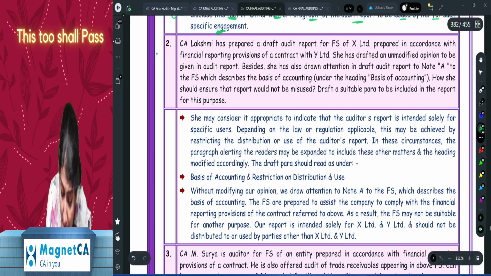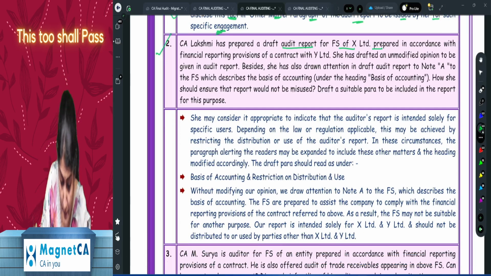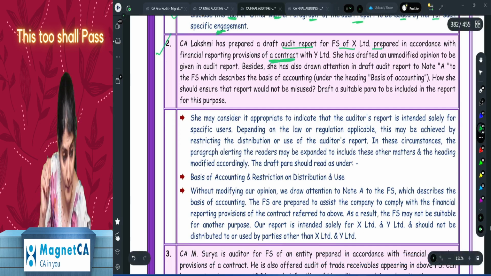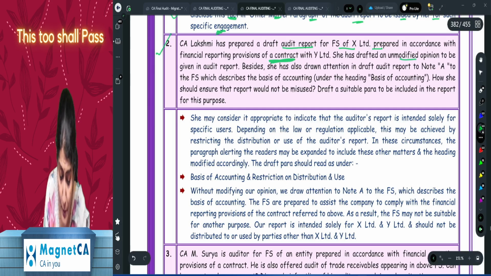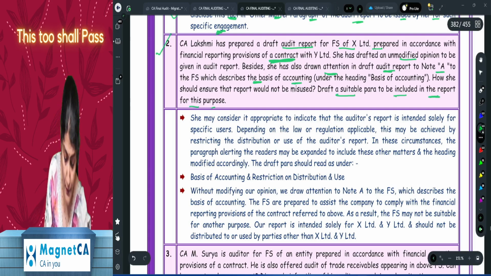Okay. Lakshmi has prepared a draft audit report for financial statements of X, prepared in accordance with the provisions of a contract. She has drafted an unmodified opinion, and she has also drawn attention in the draft audit report to note A to the financial statements, which describes the basis of accounting. Draft a suitable paragraph to be included in the audit report, right? So what does it say?